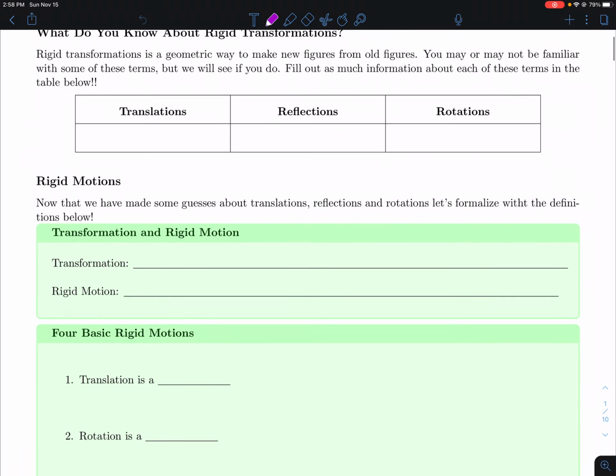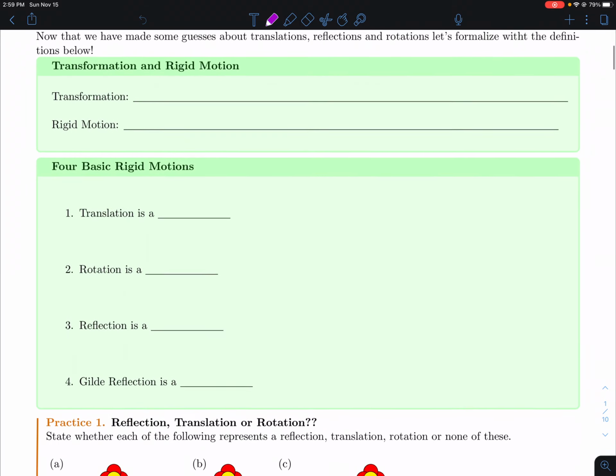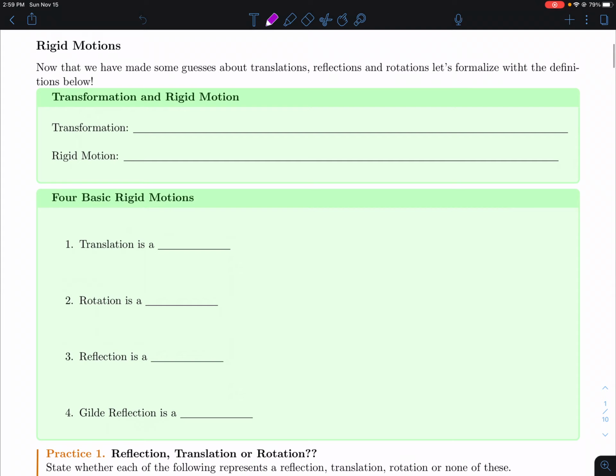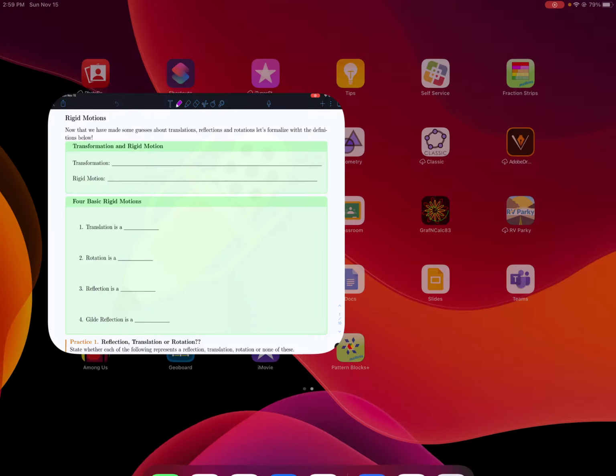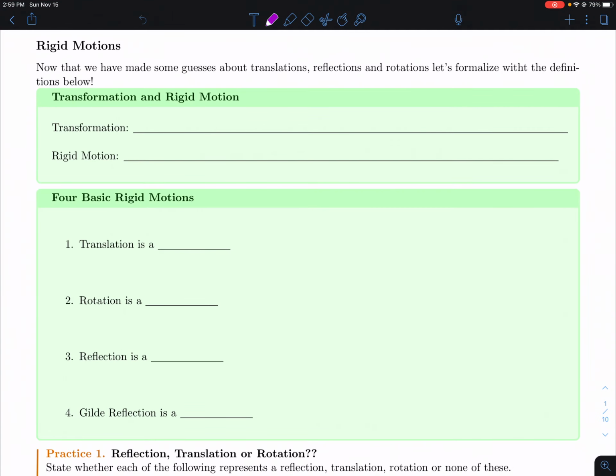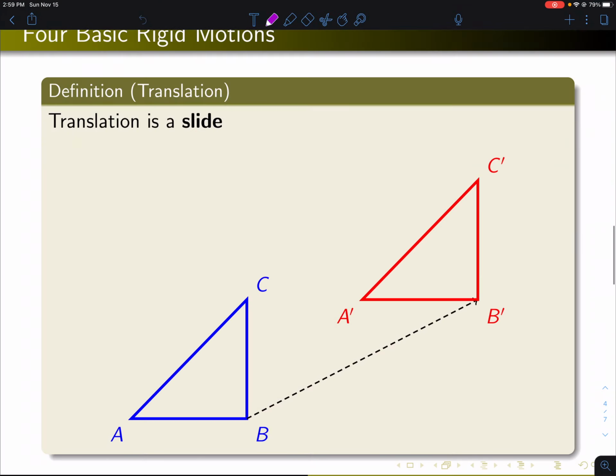All right, so hopefully you came up with some good guesses for translations, reflections, and rotations. In the meantime, let's fill out some of these definitions. I've got a PowerPoint slide to go with it, so I'm going to flip to the slide so we can talk through it. I'll have the slide posted so you can go back later and write these in your notes, or write them in as we go along now. So let me flip to the slide.